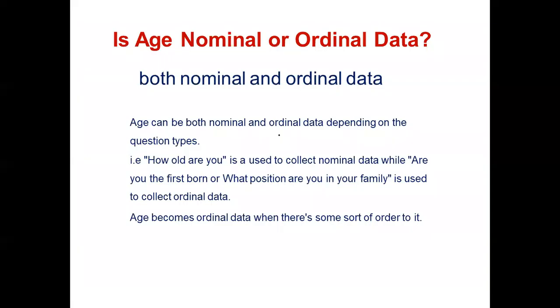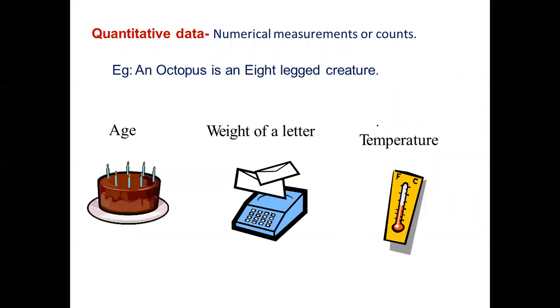Is age ordinal or nominal? Age will act as both nominal data and ordinal data, depending on the question types. For example, if the question is how old are you, it is used to collect nominal data. Whereas if we ask the question, are you the firstborn? Then it is used to collect ordinal data. So age becomes an ordinal data when there is some sort of order which is specified to that.